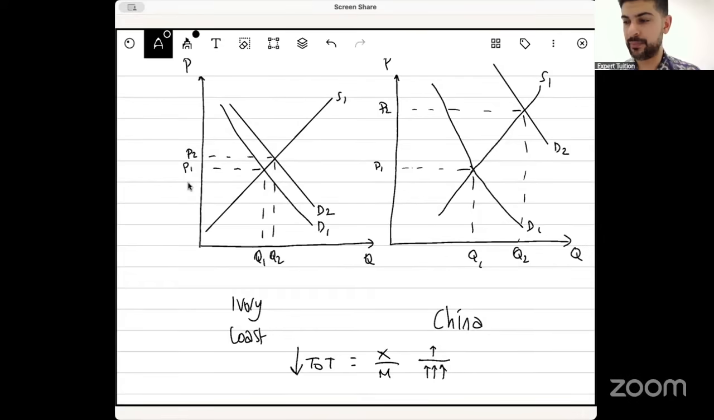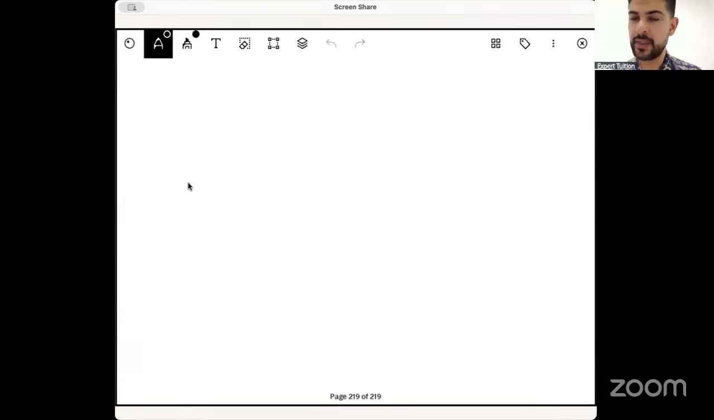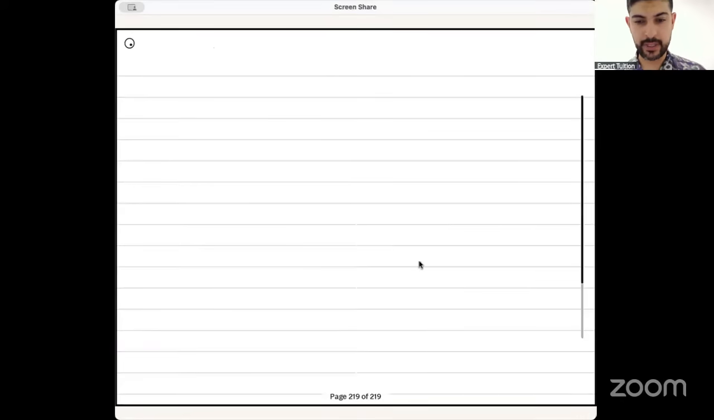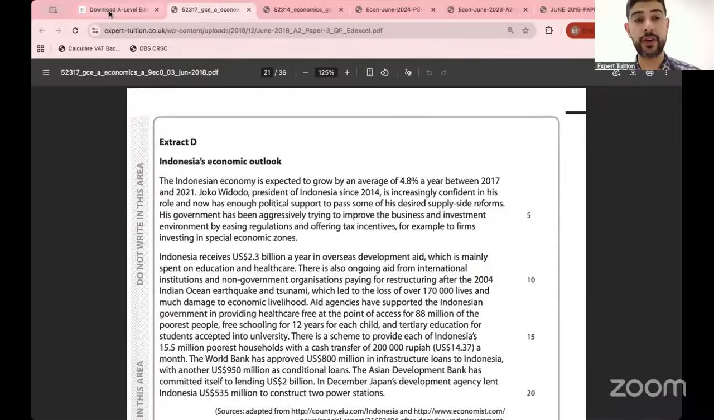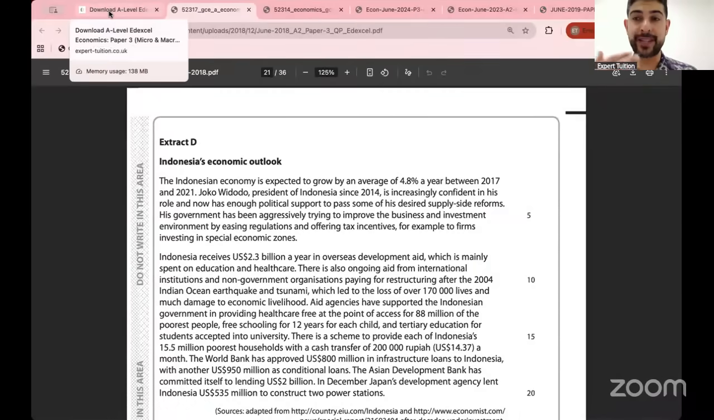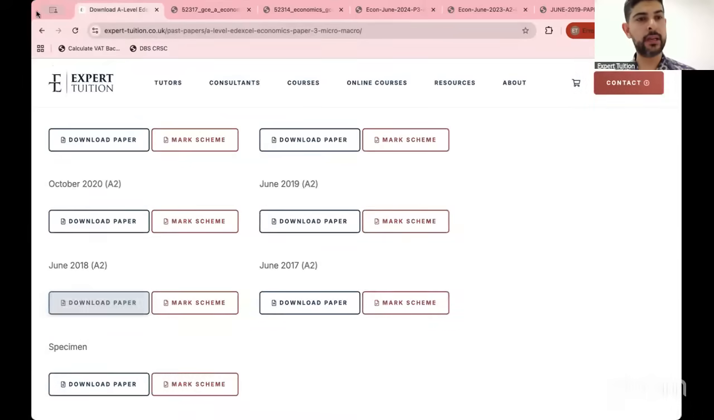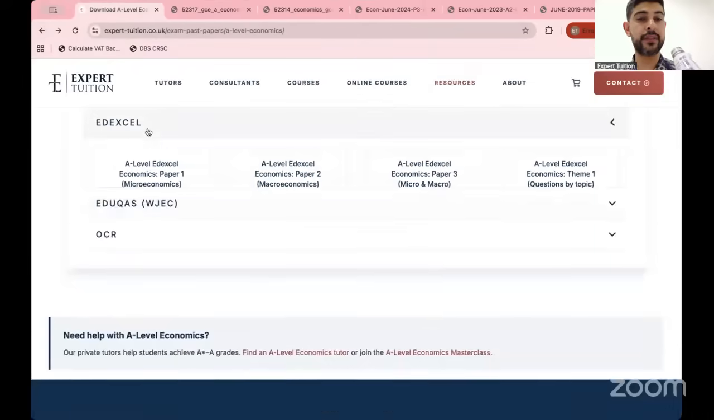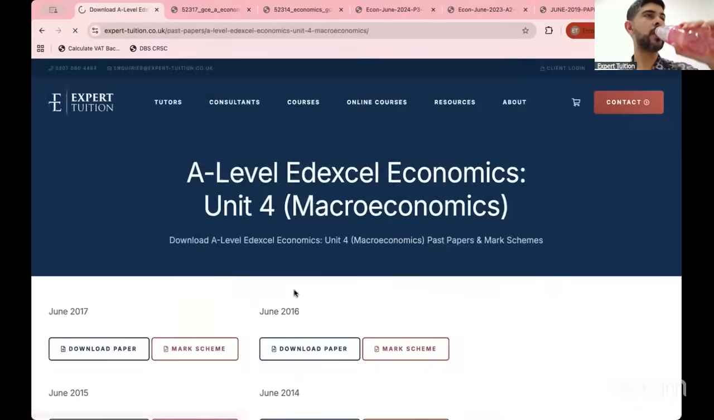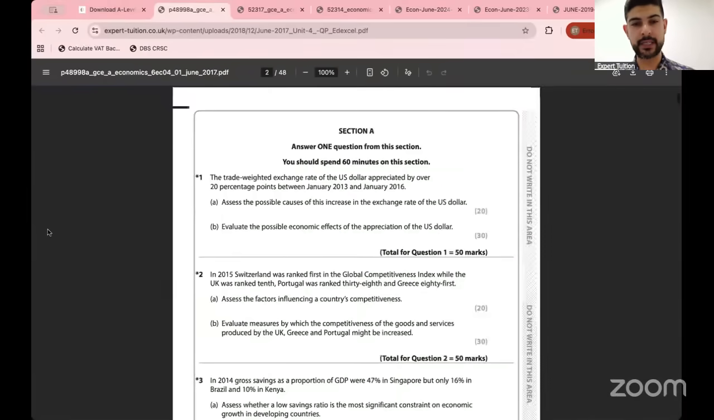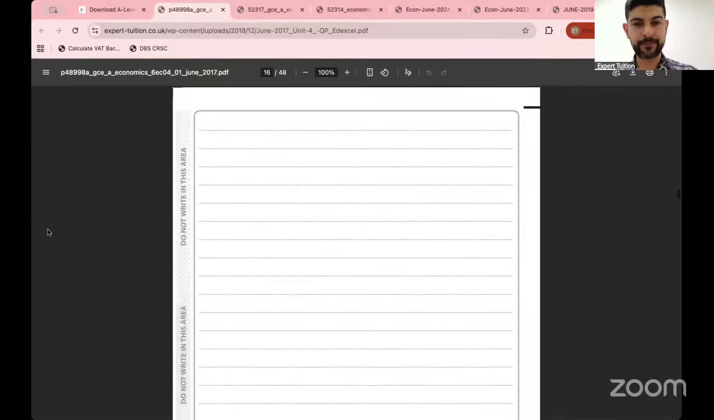Right. Let's do, in my opinion, the absolute dream 25 marker. I would be so happy for you guys if this comes up, but let's see. They can ask about a specific strategy to promote development and talk about the micro and macroeconomic effects of a particular strategy. And I want to show you guys the June 2017 Unit 4 paper, and use that as the basis of our made up question.